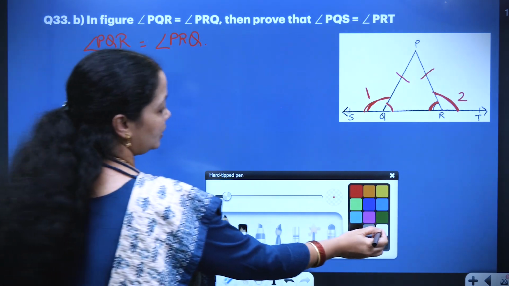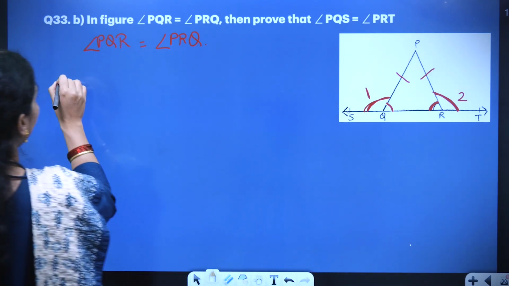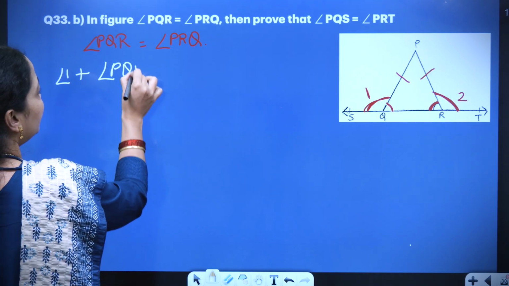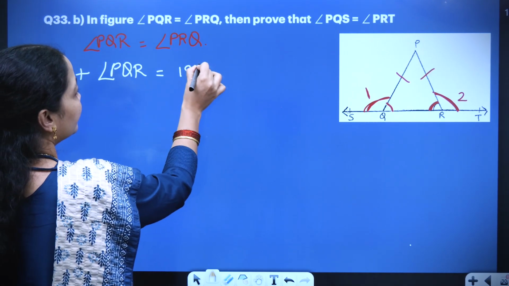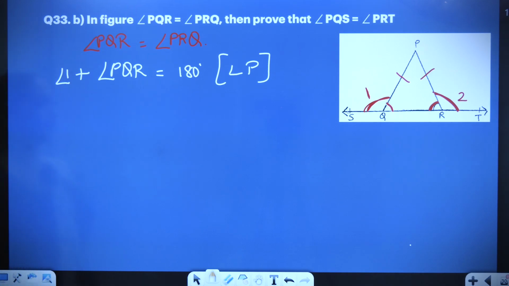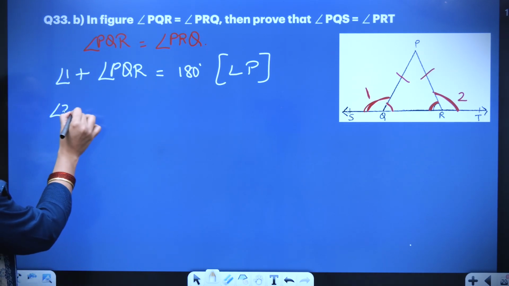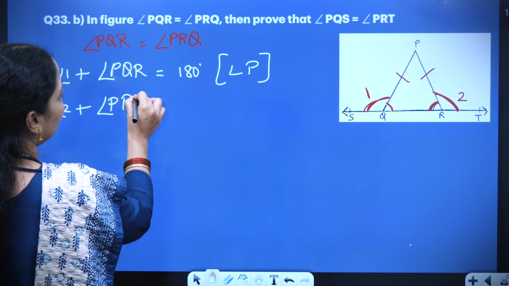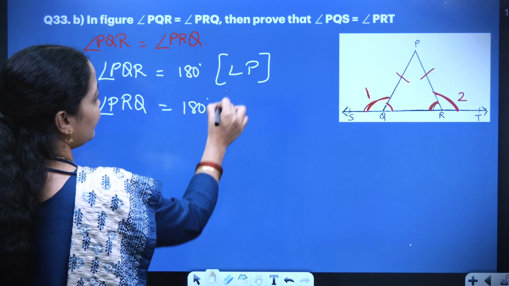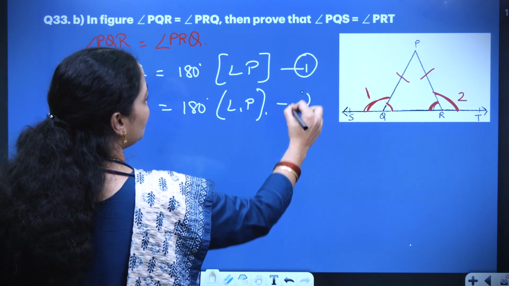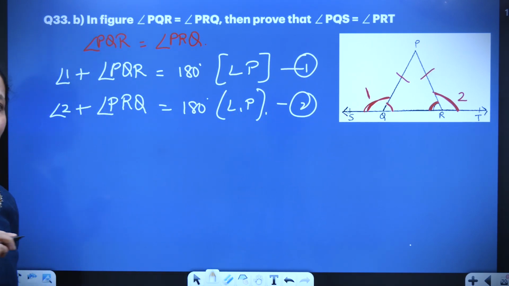We know according to linear pair that angle 1 plus angle PQR should be equal to 180 degrees. According to linear pair, the sum of two angles is always supplementary. Same with the other side, angle 2 plus angle PRQ is equal to 180 degrees. Same according to linear pair. I'll consider this as equation 1, equation 2. I can see that the LHS are 180, absolutely equal.